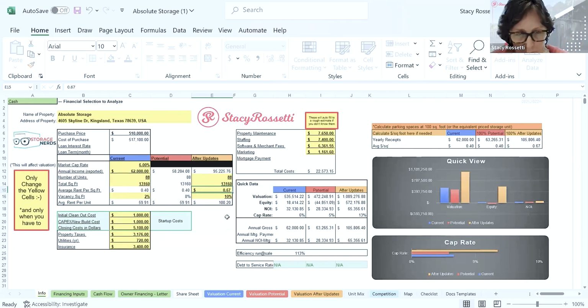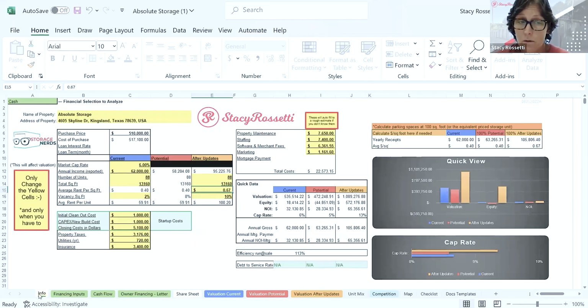Okay. All right, so now you can see this is what you're filling out. Anything in yellow, only change the cells in yellow and only when you have to. All right, so anything in yellow is what you're going to need to get from the owner so that you can input it into your analysis, whether or not you use my deal analyzer or somebody else's deal analyzer. This is the information that you're going to need in order to run the analysis.